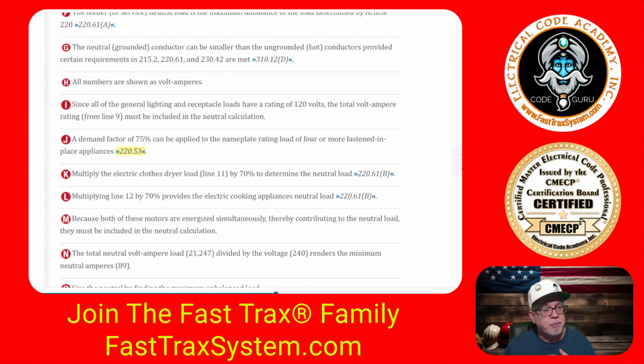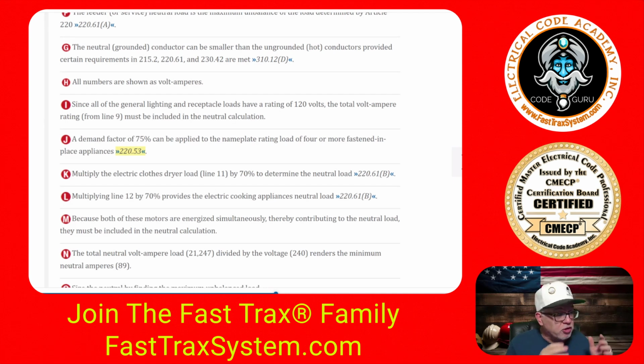Again, the importance in our program is that we're going to give you the code references right there. We're not just going to tell you to apply 75%. We're going to let you know where to read it. What do you do? You stop, you go to the code book, you read it. What's important for me is you understand that this allowance for this demand factor applies to both the ungrounded conductor calculation as well as the neutral conductor calculation, okay?